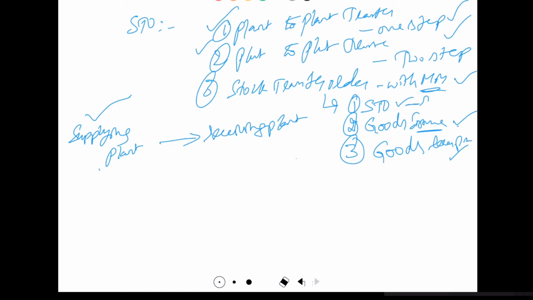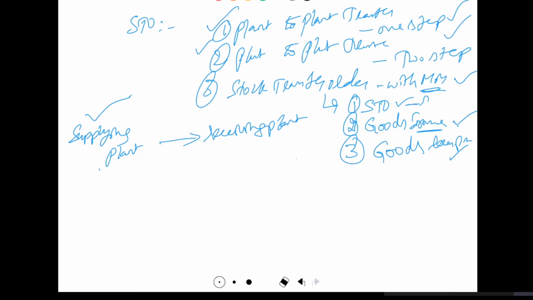Okay, sir. Who will create the STO? Sagar? Supply plan. Purchase team will create the STO. But okay, so here the concept is purchasing team.